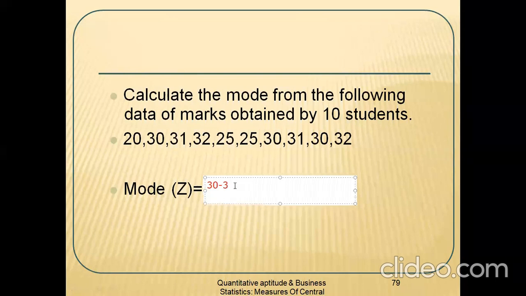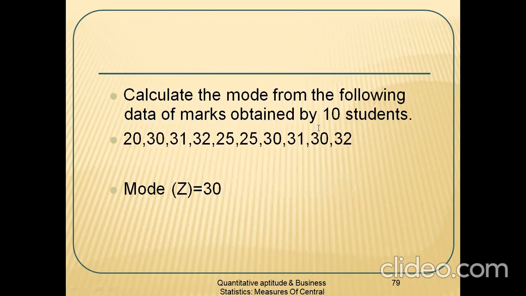Similarly, number 31 is repeated 2 times. So which term is repeated the most? Yes, number 30 is repeated the most. Therefore, we consider the mode as number 30. So number 30 is considered the mode.